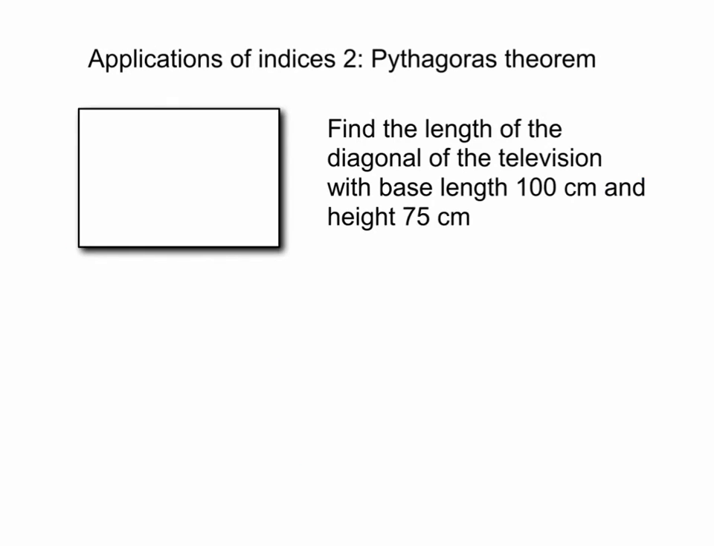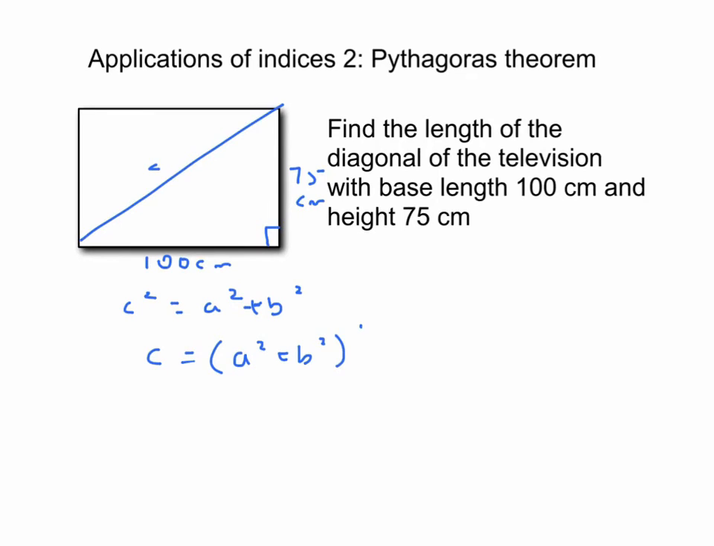Another one's Pythagoras. You've got a base length of 100 centimeters. You've got a height of 75 centimeters, and you want to find the diagonal. So it's a right angle triangle, so Pythagoras says that c squared is a squared plus b squared, or if you do it with index notation, c is a squared plus b squared to the power of half, which is 100 squared plus 75 squared, and you take the square root of that. Now that works out to be 125 after a little bit of work. You need to use your calculator to do that.